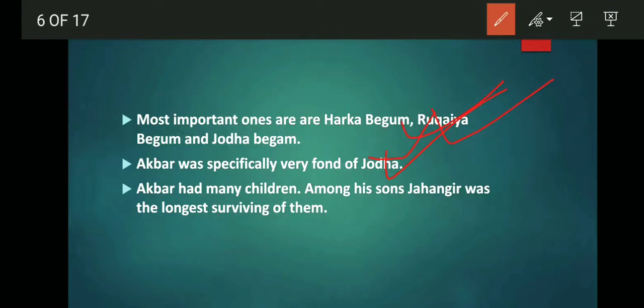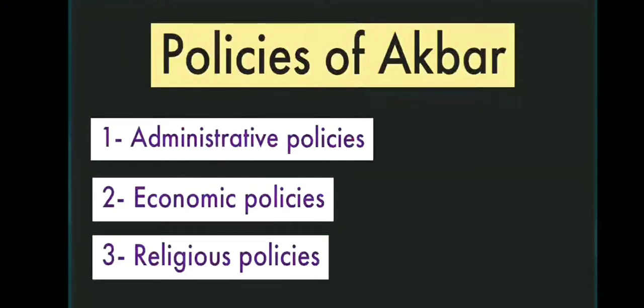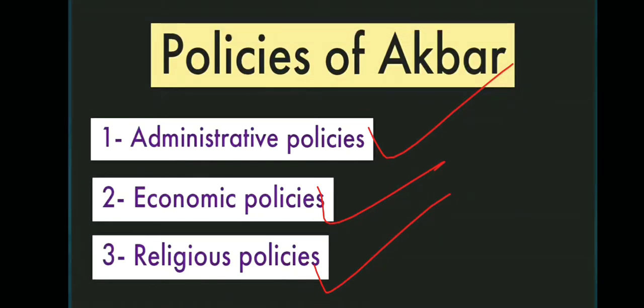Now Akbar had many children, and his longest surviving child was Jahangir. So these are little details about his personal life, and now we shall move on to the policies of Akbar, wherein we'll specifically deal with administrative policies, economic policies, religious policies of Akbar.